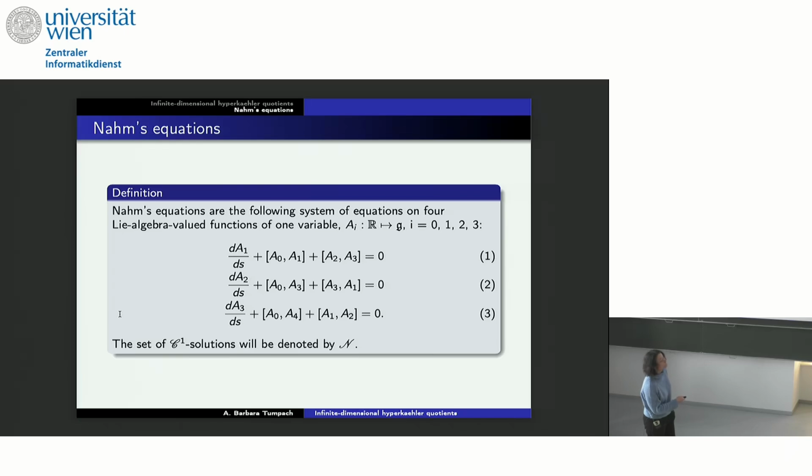Sorry? It seems that they are not symmetric. No, they are not. The second equation is different from the first. Yeah.